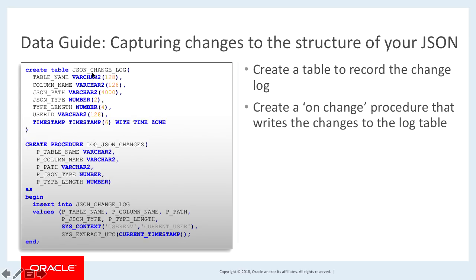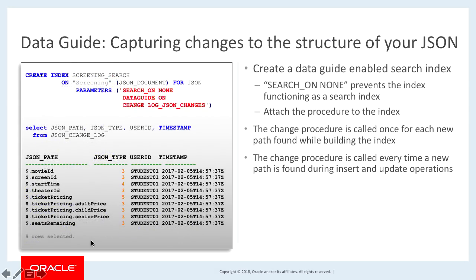You can create a table here called JSON changelog and a procedure that just does an insert into that log. Now, the procedure that you create does have to have this signature, but what you're getting access to is essentially the event of a change. And the way it works, you create a JSON search index on the table, and inside of this you can say, on change, invoke the stored procedure that you've created. Then as changes occur, on commit, on insert or update, JSON data guide gets updated. If there's a change, it invokes your procedure, which logs the change, so you get access to that change over time.